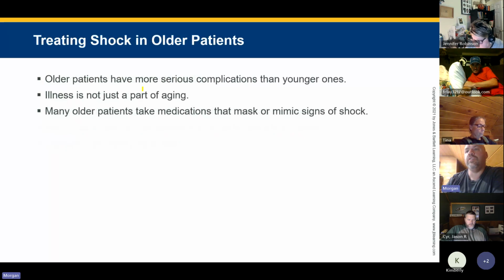Treating shock in older patients. Older people have more complications than younger ones because younger ones have the ability to compensate better. Their vascular systems aren't full of plaque, and they're not on a lot of medications.